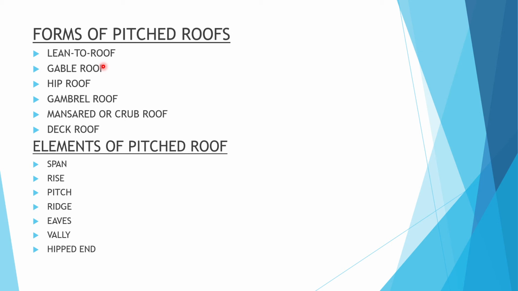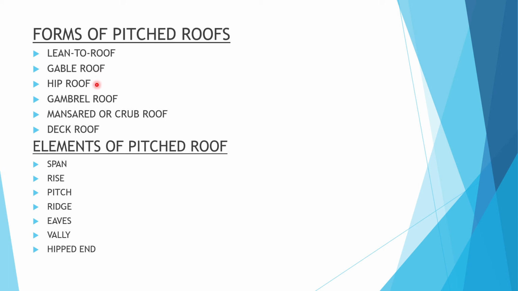Next, second form is gable roof. This is the common type of sloping roof which slopes in two directions. The two slopes meet at the ridge. At the end faces, a vertical triangle is formed.